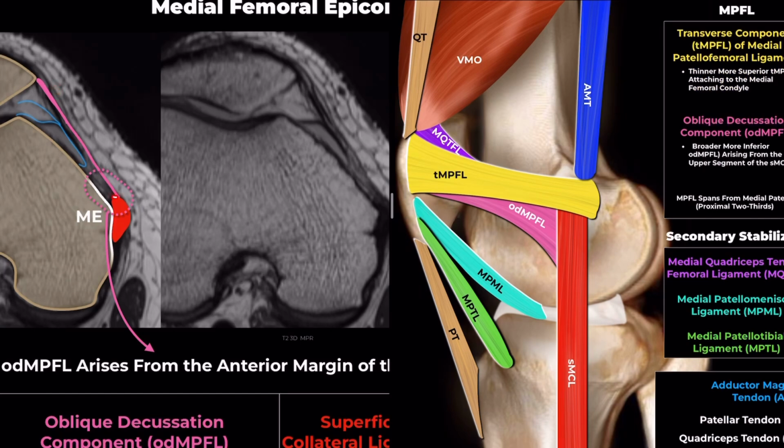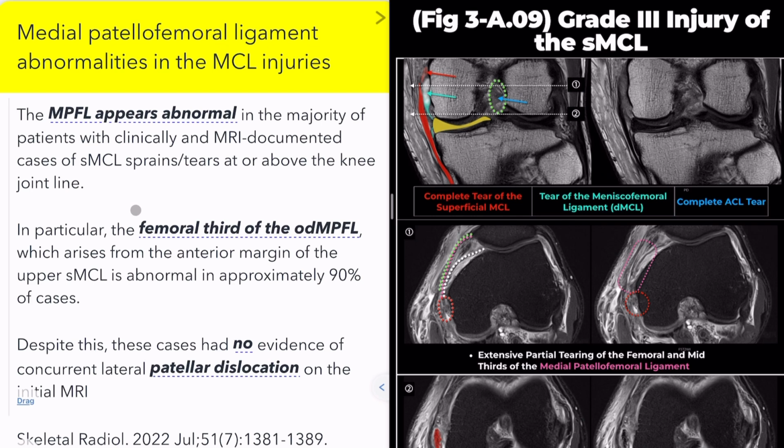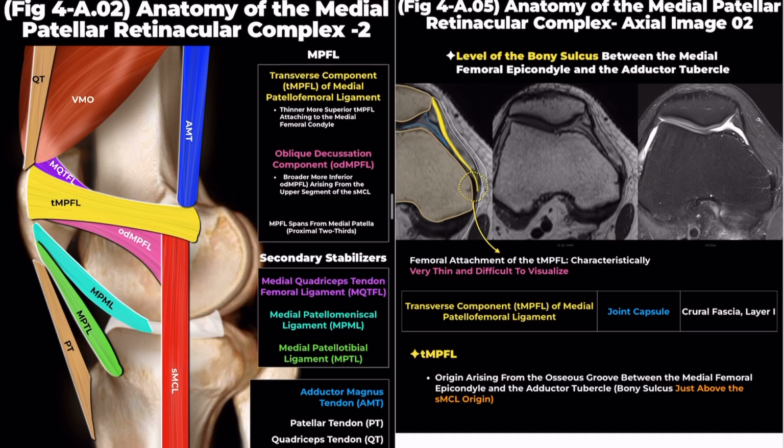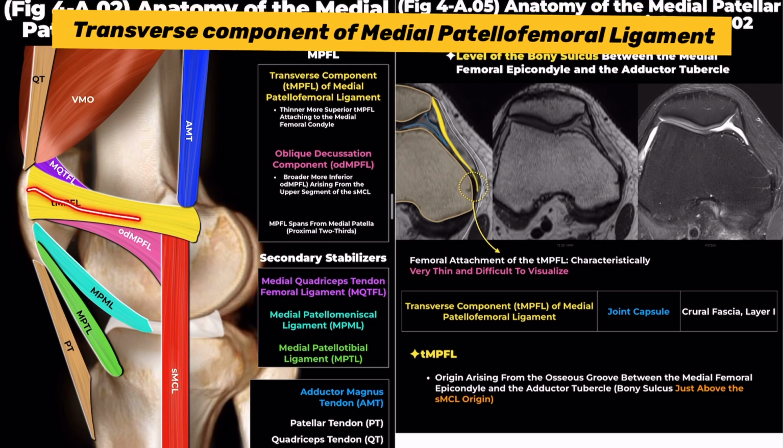The femoral third of the oblique decussation component of the medial patellofemoral ligament, which arises from the anterior margin of the upper superficial MCL, appears abnormal in approximately 90% of cases involving superficial MCL injuries. However, despite these medial patellofemoral ligament abnormalities, these cases showed no evidence of concurrent lateral patellar dislocation on the initial MRI scans. Let's briefly review the anatomy of the medial patellofemoral ligament. The medial patellofemoral ligament will be covered in more detail in Chapter 4.